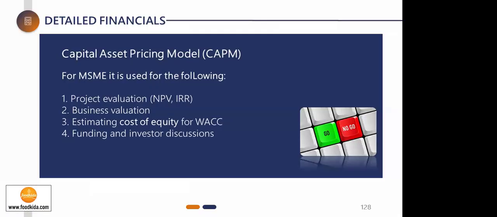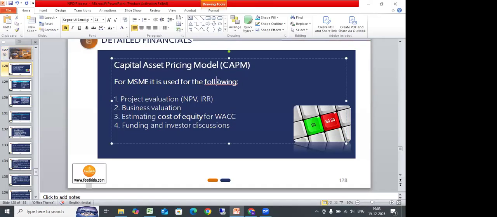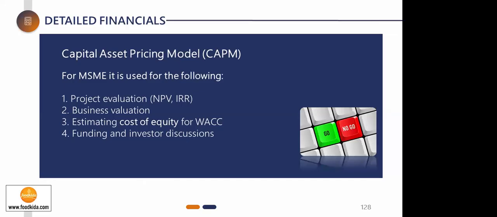So let's start with the capital asset pricing model. For an MSME, it is used for project evaluation, go or no go. Should I go ahead with a particular project? It is kind of an investor deciding, looking at values such as NPV, IRR, EBIT, EBITDA, operating cash flow, operating profit, all those things. And then he will decide whether he will invest in it or not.